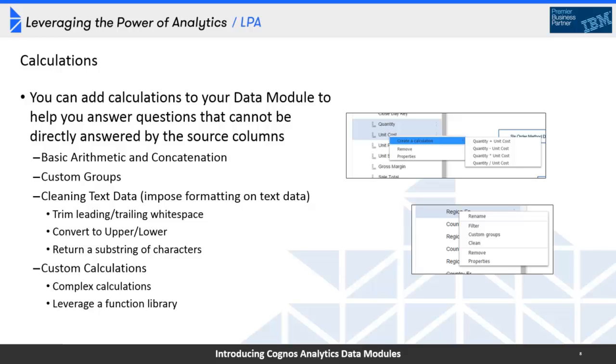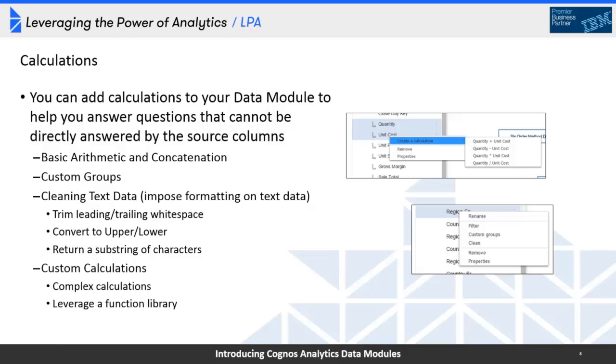If this is a calculation that would be common across many of the analyses that I'm doing with this data module, I would want that calculation to be here in my data module as opposed to in every report written from my data module. I can also do calculations on string data. There's an expression builder so that I can do more complex calculations than just the simple arithmetic shown in that first screenshot. And there is a function library that I can leverage while I write these expressions, a lot of the same functions that we're used to when we write reports.